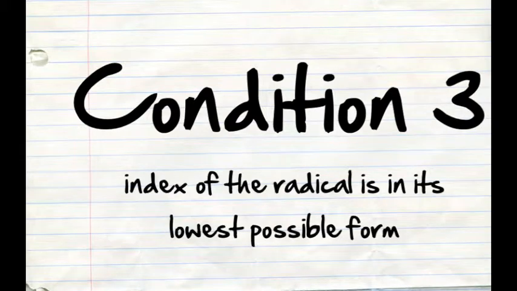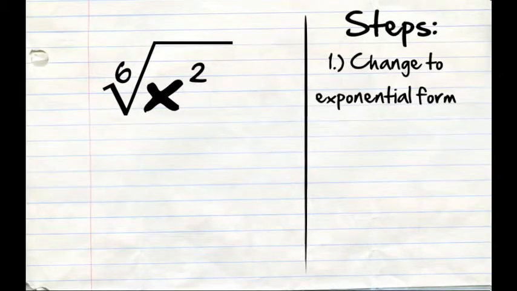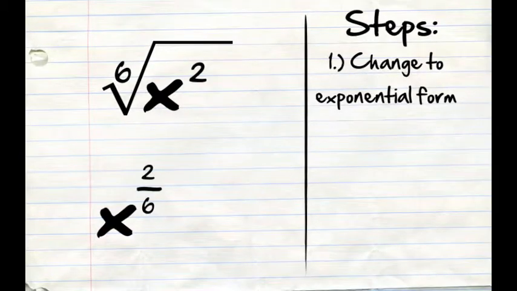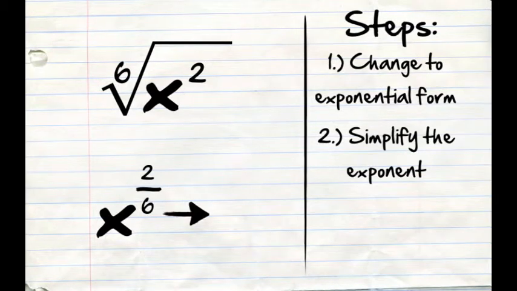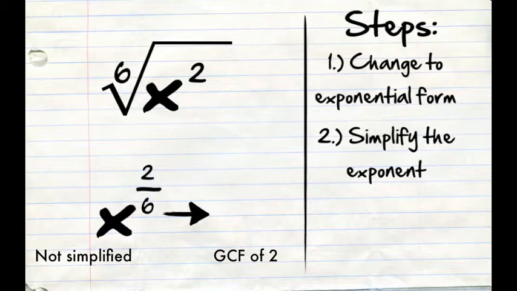Now let's proceed with condition 3. This case tells us that the index of a radical is in its lowest possible form. Taking 6th root of x squared as our first example. First step is to change the radical expression in exponential form, resulting to x raised to 2 over 6. Using your knowledge in simplifying fractions, we can infer that 2 over 6 is not simplified since it has a GCF of 2. This will lead to our second step, which is to simplify the exponent.